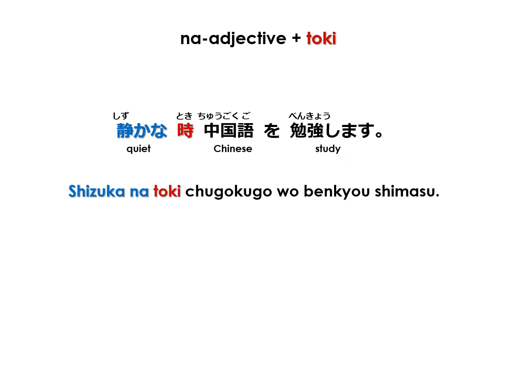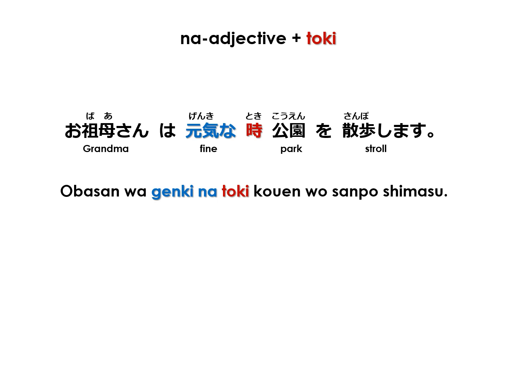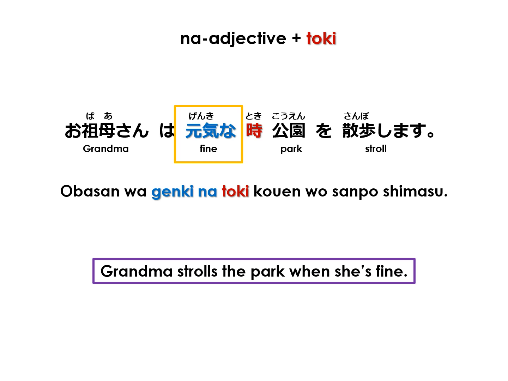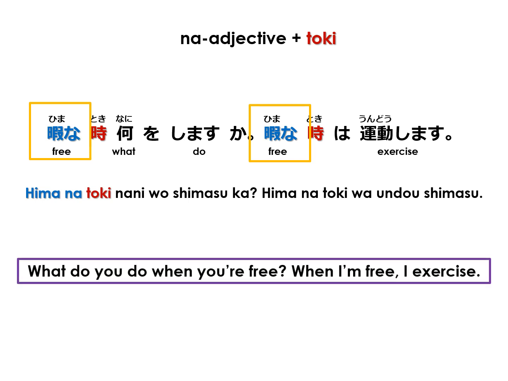Some na-adjective examples. 静かな時、中国語を勉強します。When it's quiet, I study Chinese. おばあさんは元気な時、公園を散歩します。Grandma strolls the park when she's fine. 暇な時、何をしますか？暇な時は運動します。What do you do when you're free? When I'm free, I exercise.